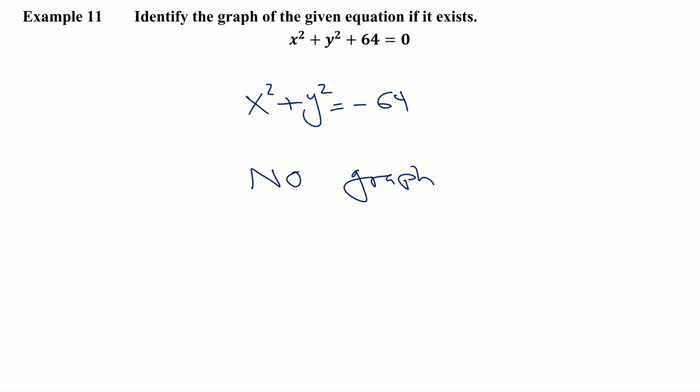Okay, so I notice this is pretty simple to put into one of the standard forms, and that would be what? X squared plus y squared equals negative 64. Once again, we have the sum of two squares giving us a negative number, so we know this is going to have no graph. And why is that? That's because you're never going to find an ordered pair xy that's going to satisfy this equation. So how can you graph points that don't exist, right? That's why.